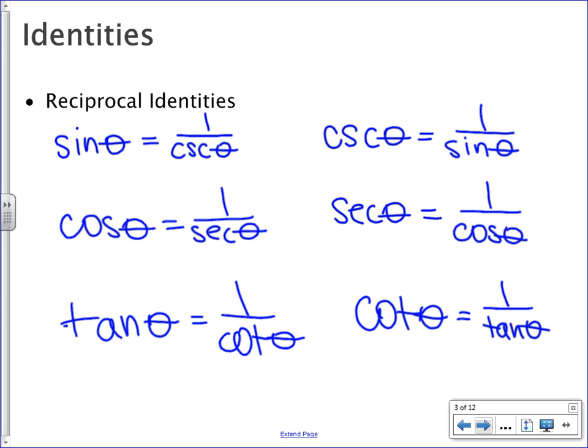Here are our 6 reciprocal identities, which you kind of already knew, because with the unit circle, if I asked you for the secant of pi over 4, you would go to the x coordinate and you would flip it, right? You already kind of knew that these are the reciprocal functions of each other. So these are the identities that we're going to use. You need to know these off the top of your head, which I don't think will be hard. You already know which functions are reciprocals of each other, so these should be easy to rattle off.